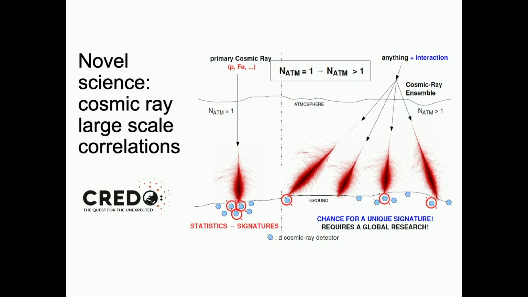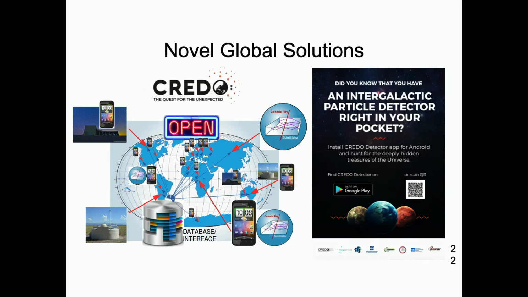By studying these correlations, the hope is to understand what the primary particle is that produces these extended showers. The collaboration started by inviting everybody to use their telephones as cosmic ray detectors by installing an app. But now the network is all over the world, it's also connected to more dedicated observatories, and it is expected to be improved by more sophisticated detectors than just smartphones.